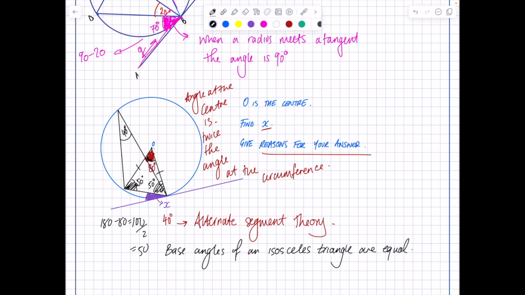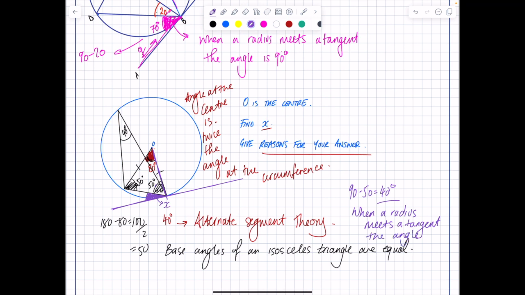And hopefully what you can see from here as well then is that I've got a tangent line, this purple line, and I've got this line here that comes down. That has to make 90 degrees, because when a radius meets a tangent, the angle must be 90 degrees. And if that bit there was already 50, I'd be doing 90 minus the 50 to get 40. So therefore the purple angle would be 40 degrees, because when a radius meets a tangent, the angle is 90 degrees.